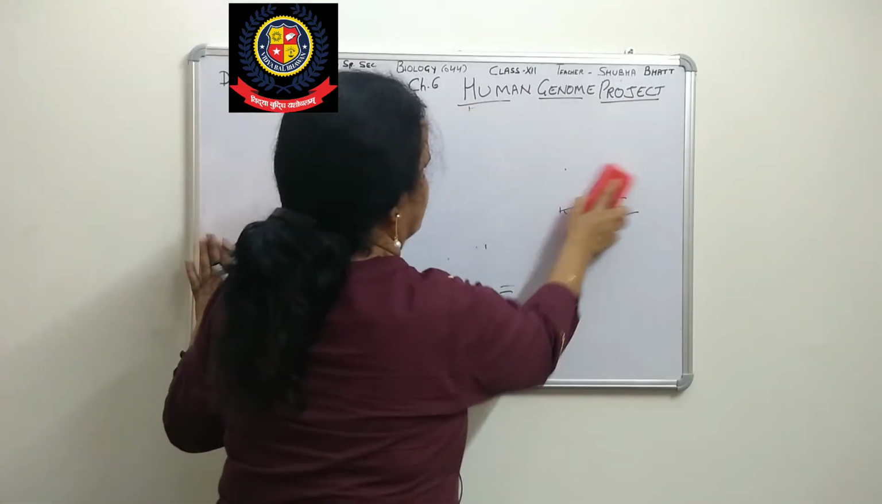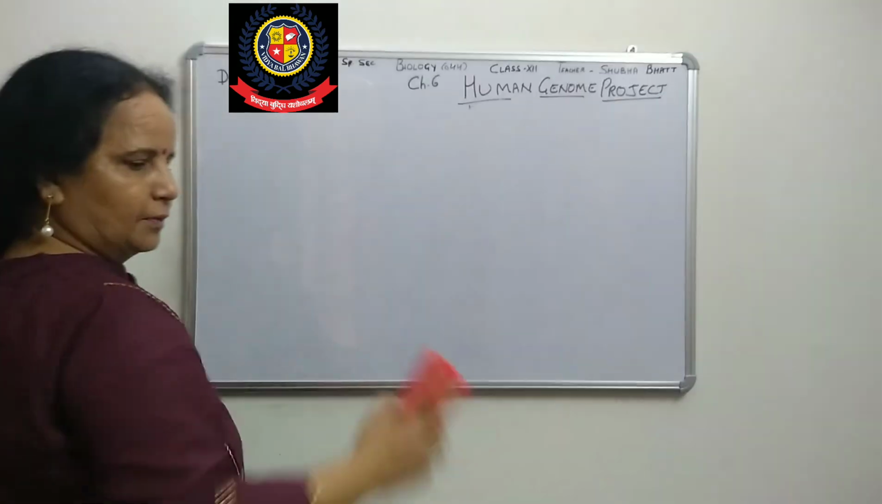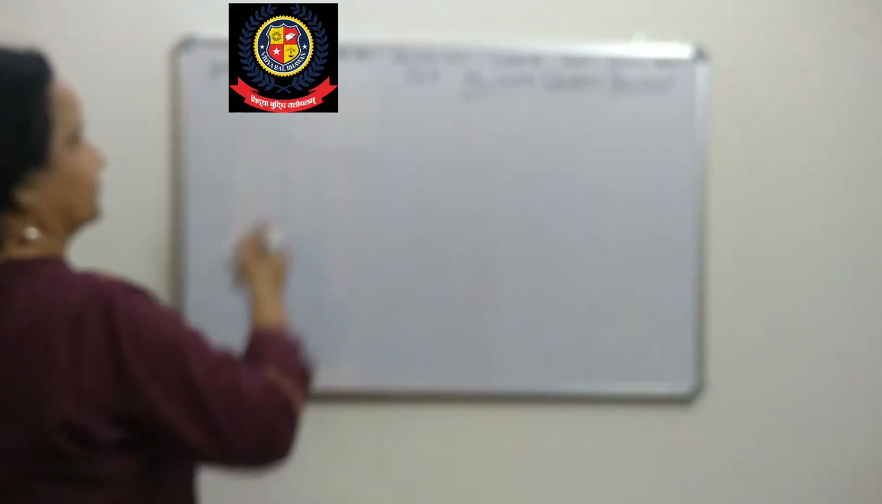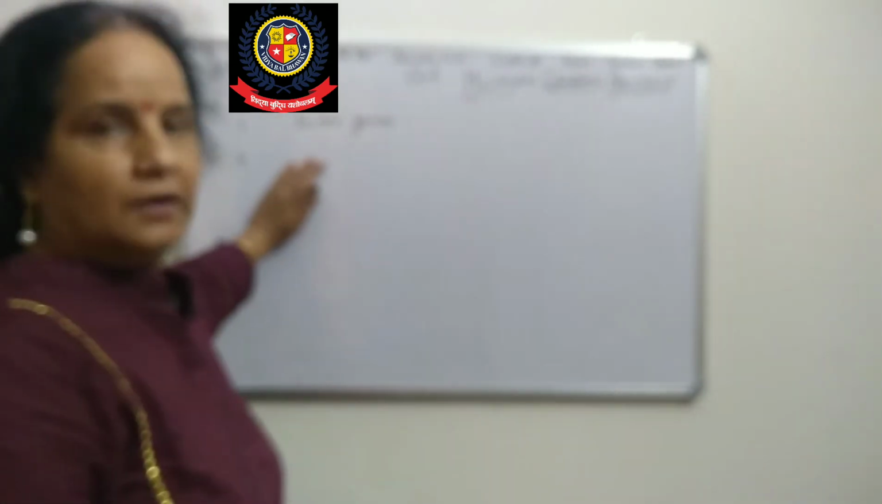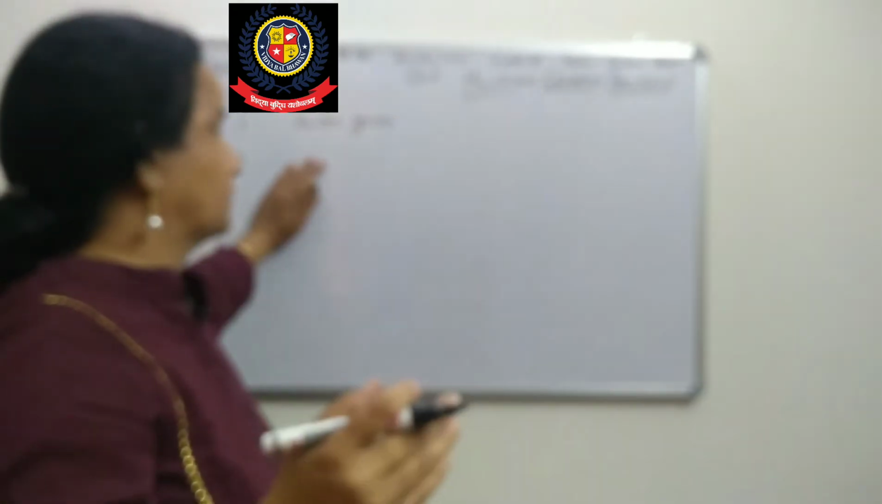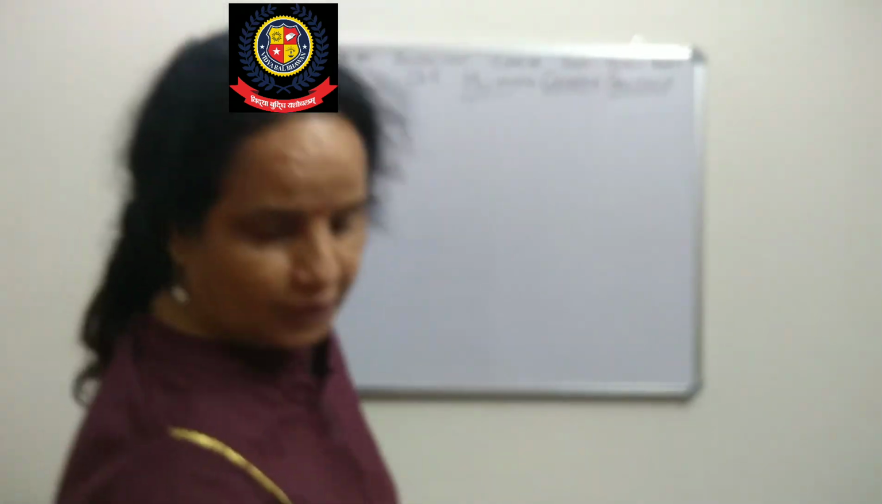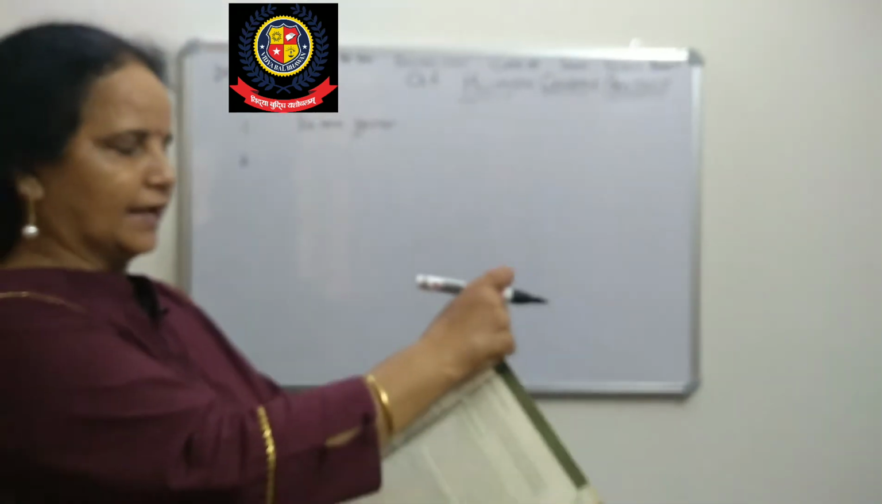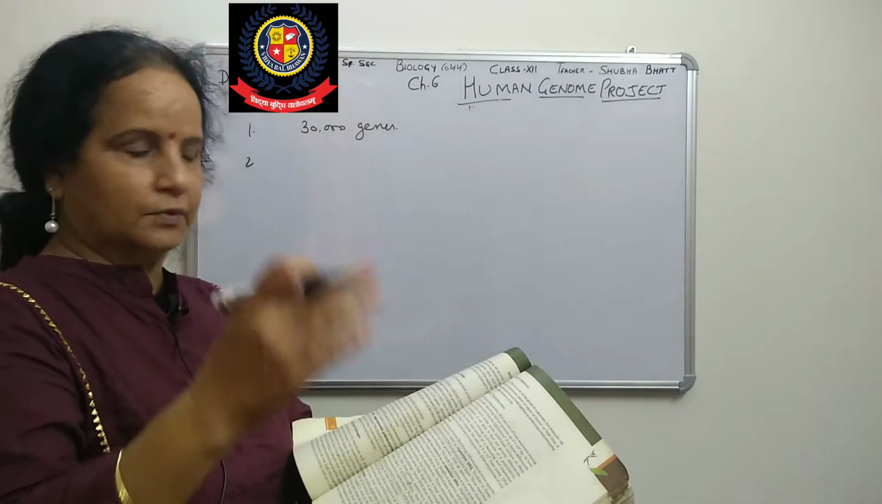First of all, as I already told, the total number of genes we have got. After this project we have got about 30,000 genes. We were thinking it would be about 1.5 lakh, but we have got only 30,000 genes. There are 9 points in total. All these are simple. Only the last point I will tell you in detail.